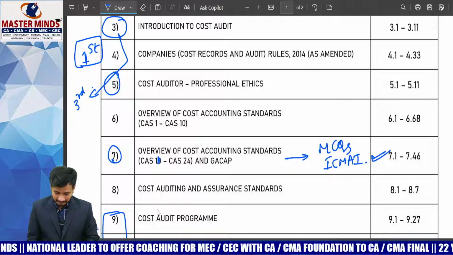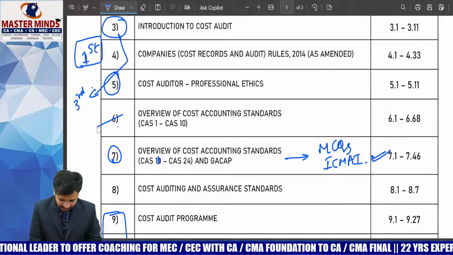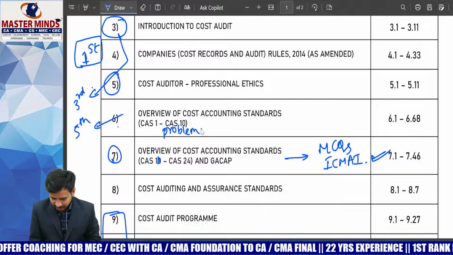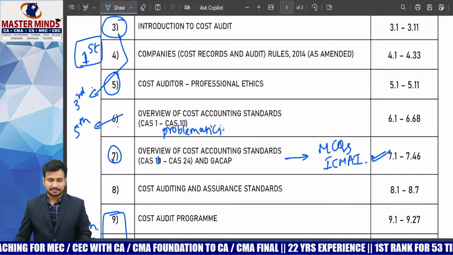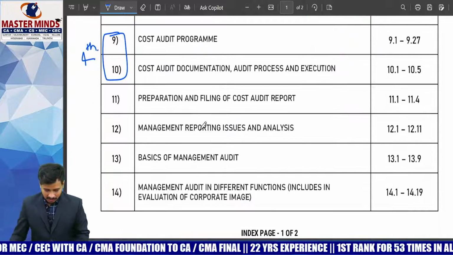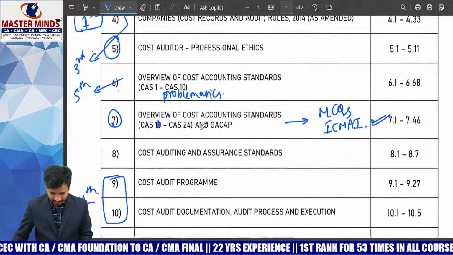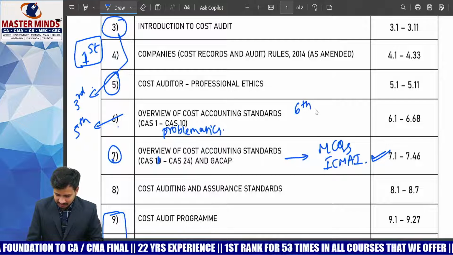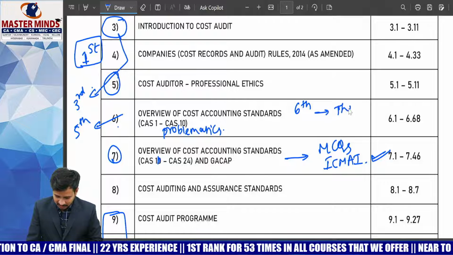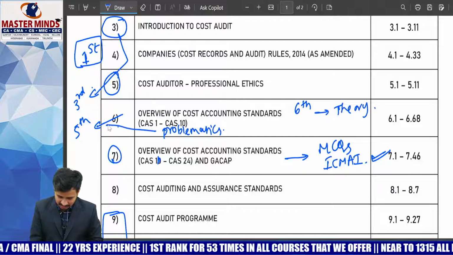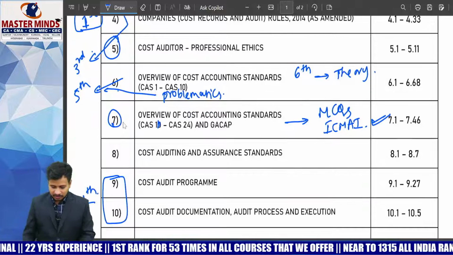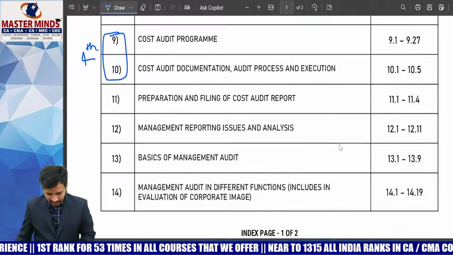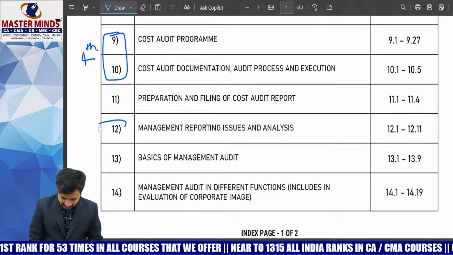And coming to the sixth one, let me make it the fifth preference for problematics only. From CAS 1 to CAS 10, if you find any problematics, prepare the same. And moving on to the next thing, the sixth preference is for the theory of CAS 1 to CAS 10. Coming to cost auditing and assurance standards, this is the last preference. And the seventh preference is given for management audit.